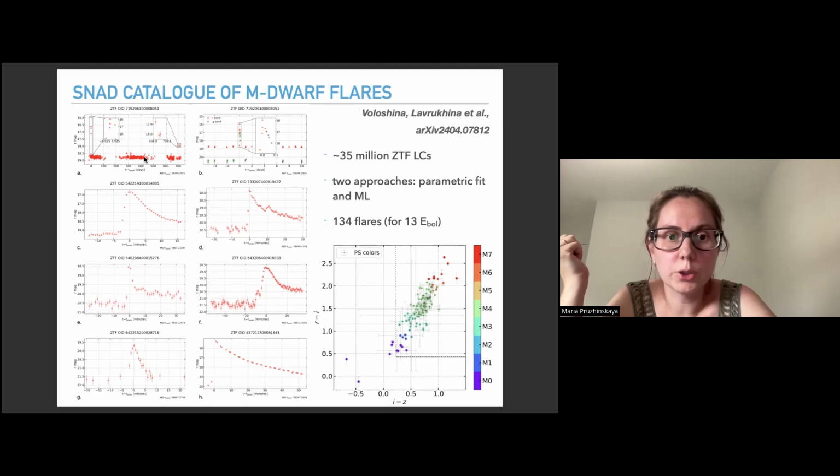Here on the left, you could see different light curves of these flares. So here is the minutes. These particular flares were found in high cadence pieces of data of ZTF.